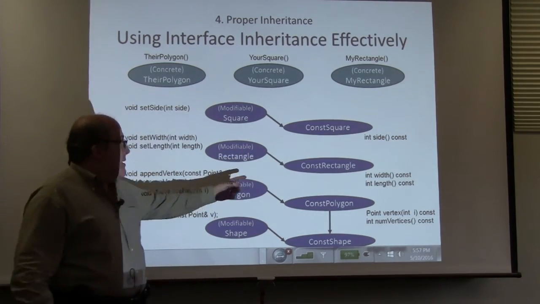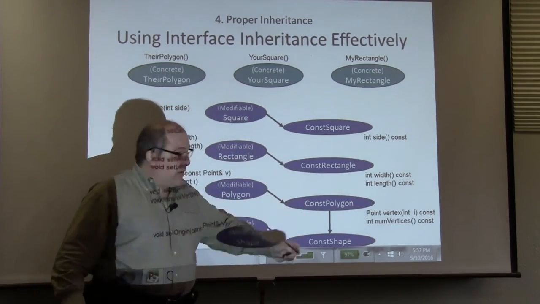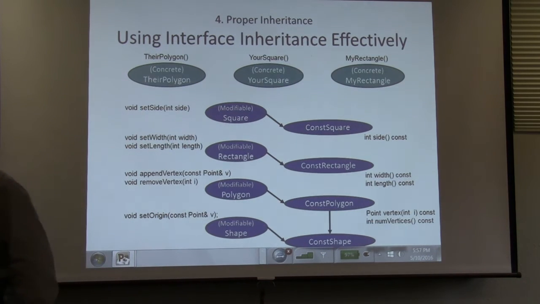Now, can I get its width and length? Yes. And can I get all these other good things? Yes. So it's substitutable in the sense that it does everything the other ones do, and then something. And there's no size issue. Right? Life's glorious. The other side, a modifiable polygon. Is a modifiable polygon a modifiable shape? No. Why not?